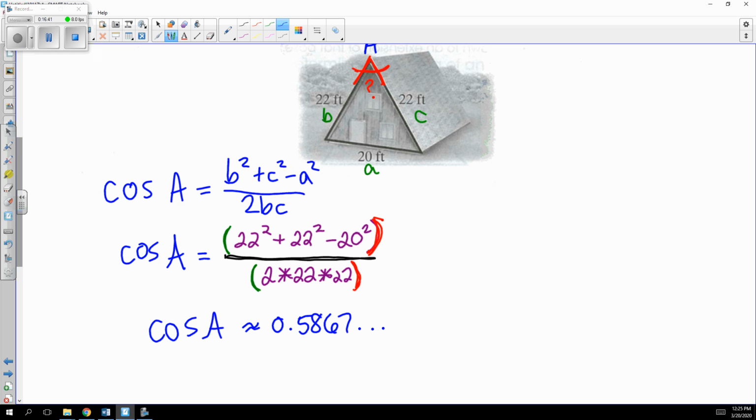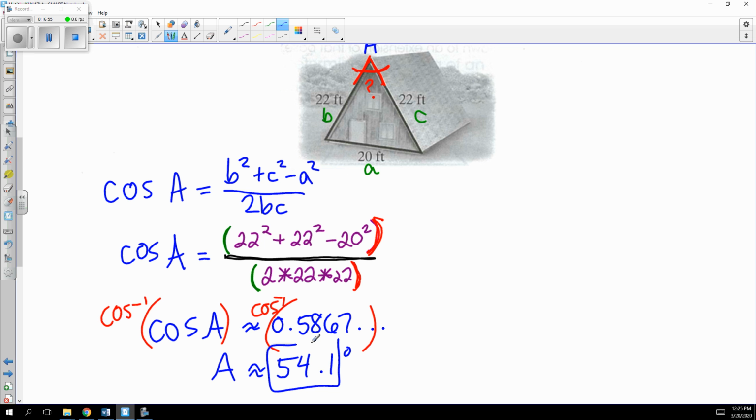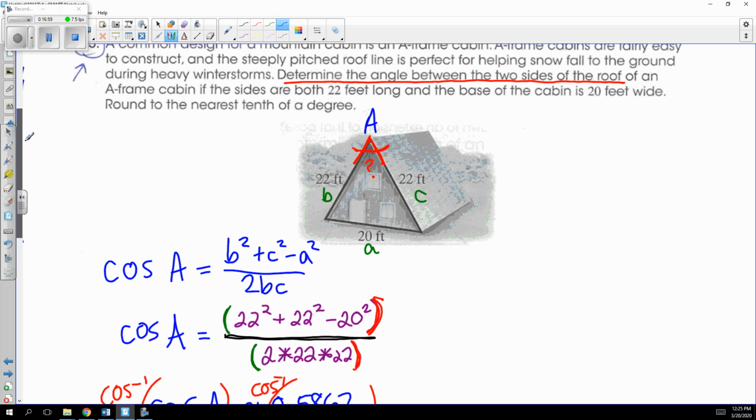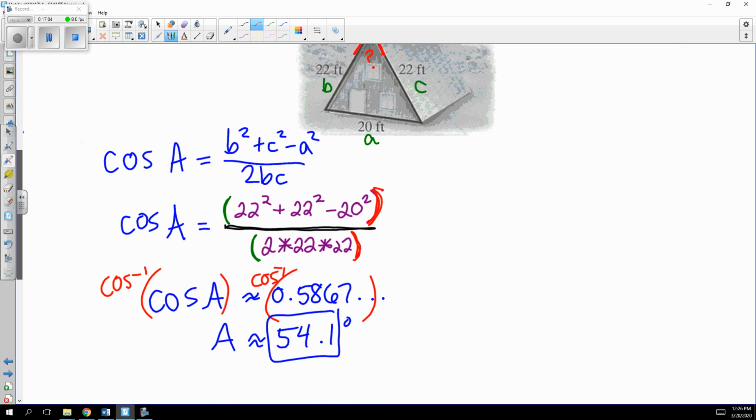Then when you do the inverse cosine of both sides, A is approximately 54.1 degrees. And I don't think it asked you for anything besides that. I do think it said to round to the nearest tenth of a degree. So just make sure you're always paying attention to whatever value it says to round to.